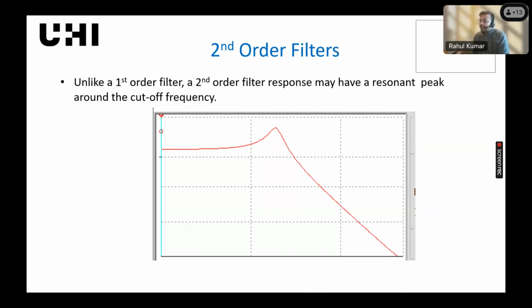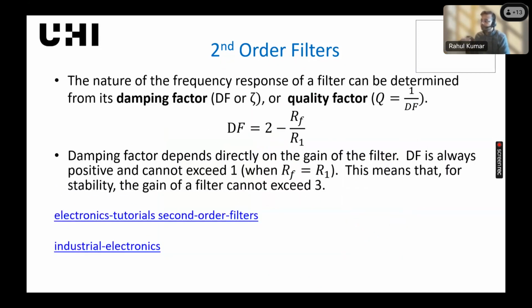So one of the limitations of a second order filter is that we get a resonance peak, right? So you get a peak at your cutoff frequency, which we don't want, but we might have to accept it. Now, the size of the peak will depend on the quality factor, or the damping factor, dF, or this Greek letter zeta.